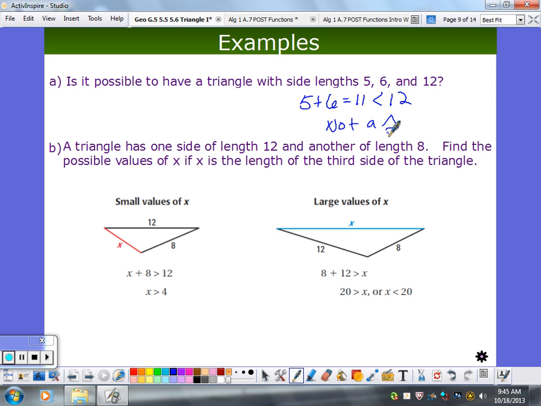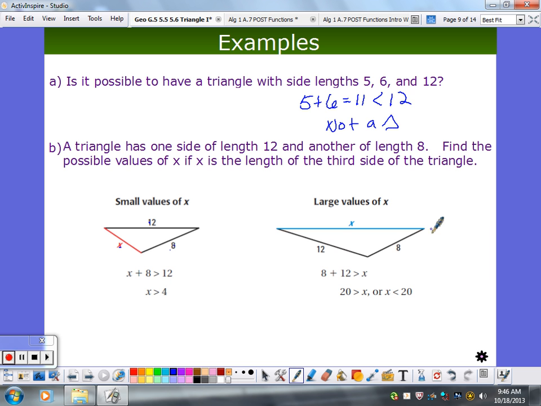Let's see. How about this one? A triangle has one side of length 12 and another of length 8, like this. Find the possible values of x if x is the length of the third side of the triangle. So let's say x is over here. x plus 8 has to be bigger than 12, right? Because this plus this has to be bigger than that. So that makes x bigger than 4.